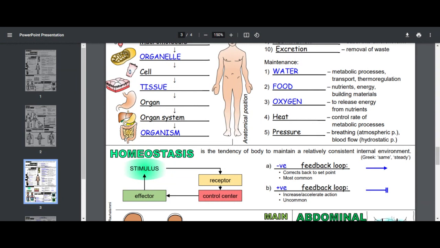So homeostasis is one of those terms that you might have heard, but it's hard to think of what it means. Why do we talk about homeostasis? And I think the best way to go through it is by using an example. Let's think of your body temperature. What's your typical body temperature?